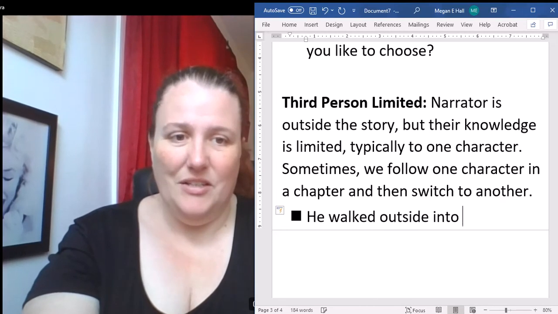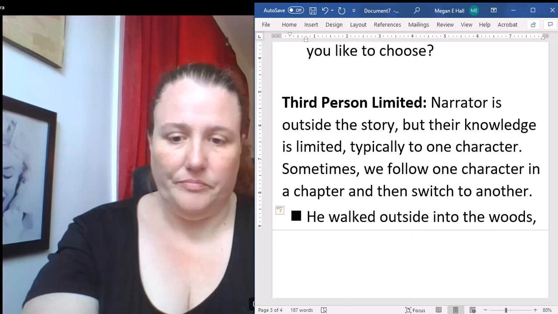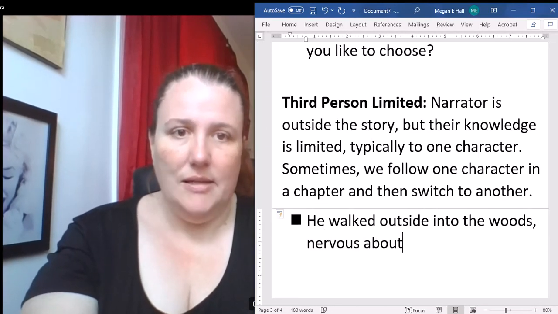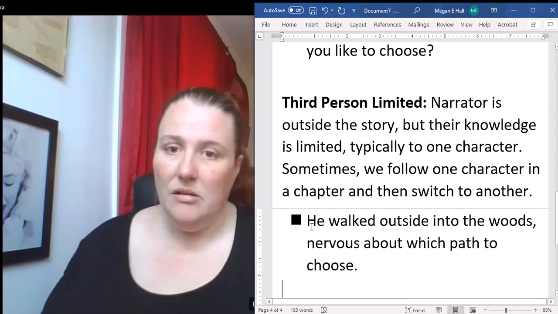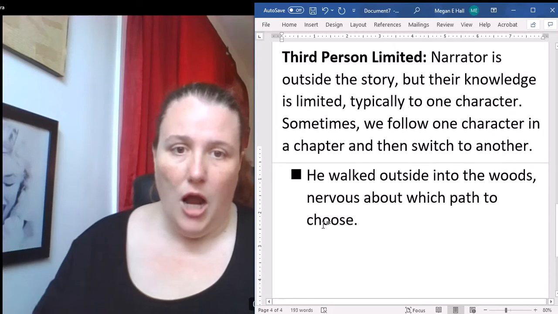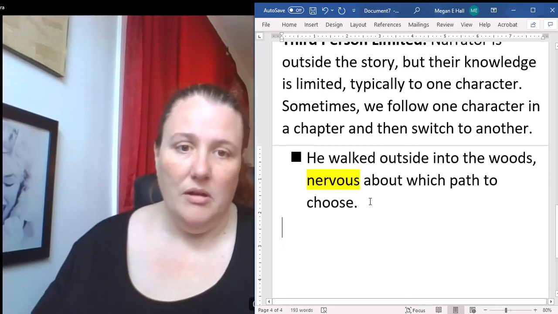Walked outside into the woods, nervous about which path to choose. So something similar to the choose your own adventure. So he, instead of I, right, talking about our subject, but we know how this subject feels.